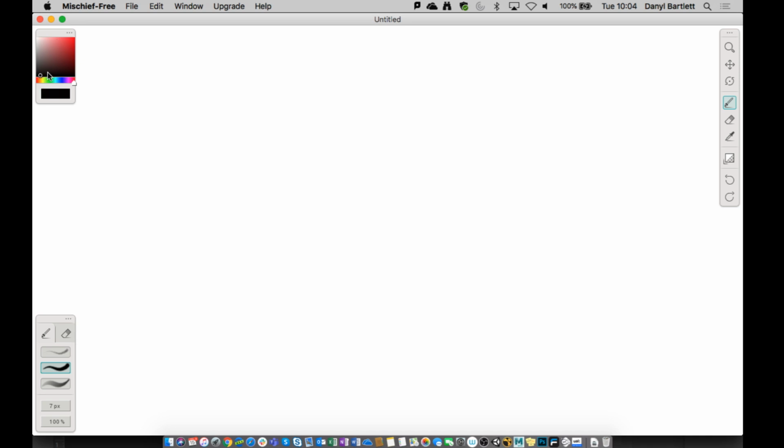Okay, so you don't need Mischief. You don't have it on your machines. You just need Photoshop open, and you need that template document that we used before, that 5,000.